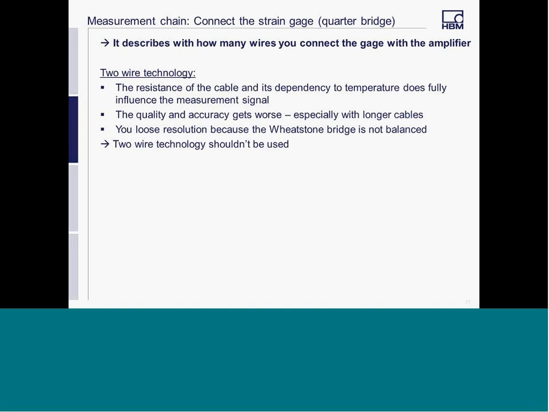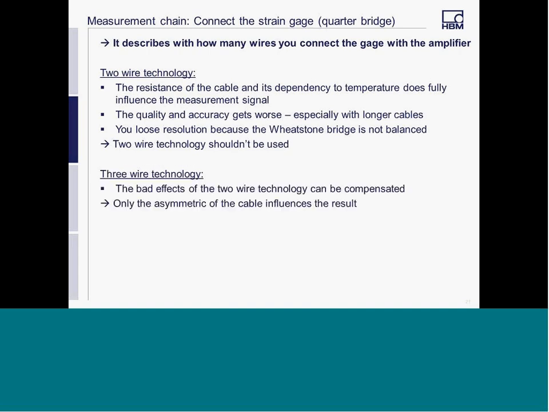Especially with longer cables. And you also lose resolution, because the Wheatstone bridge is not balanced because of the additional resistance, and then you have to go to a higher range, and higher range means less resolution. So you should not use two-wire technology when connecting a quarter bridge.